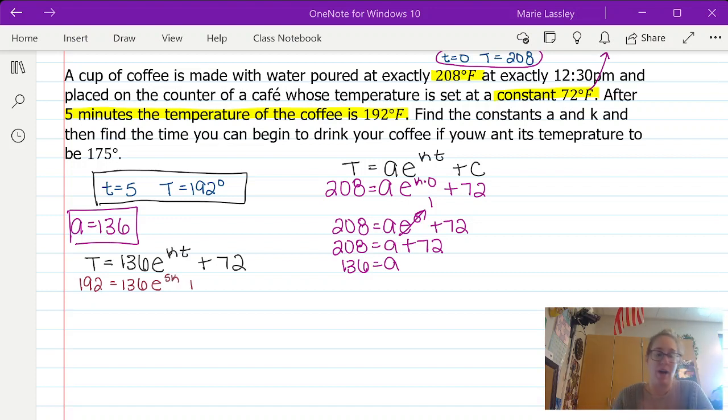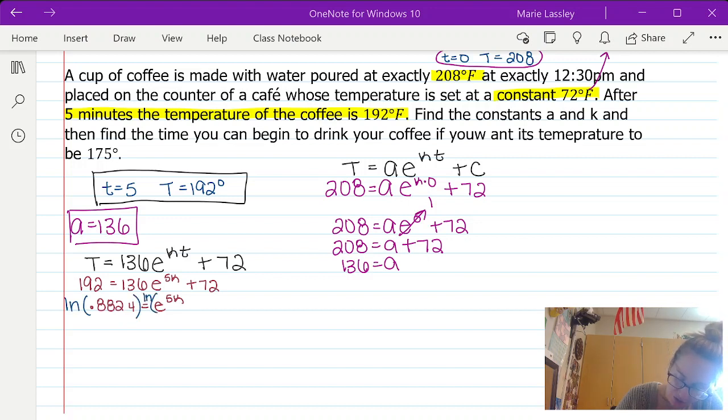If we go ahead and solve this, we have 192 subtract 72, divide by 136. We get 0.8824 equals e to the 5k. All I do is subtract 72 and then divide by 136, and that's the number that I got. Our next step is going to be to get the 5k out of our exponent. So we're doing our inverse operations. We're going to take the natural log of both sides.